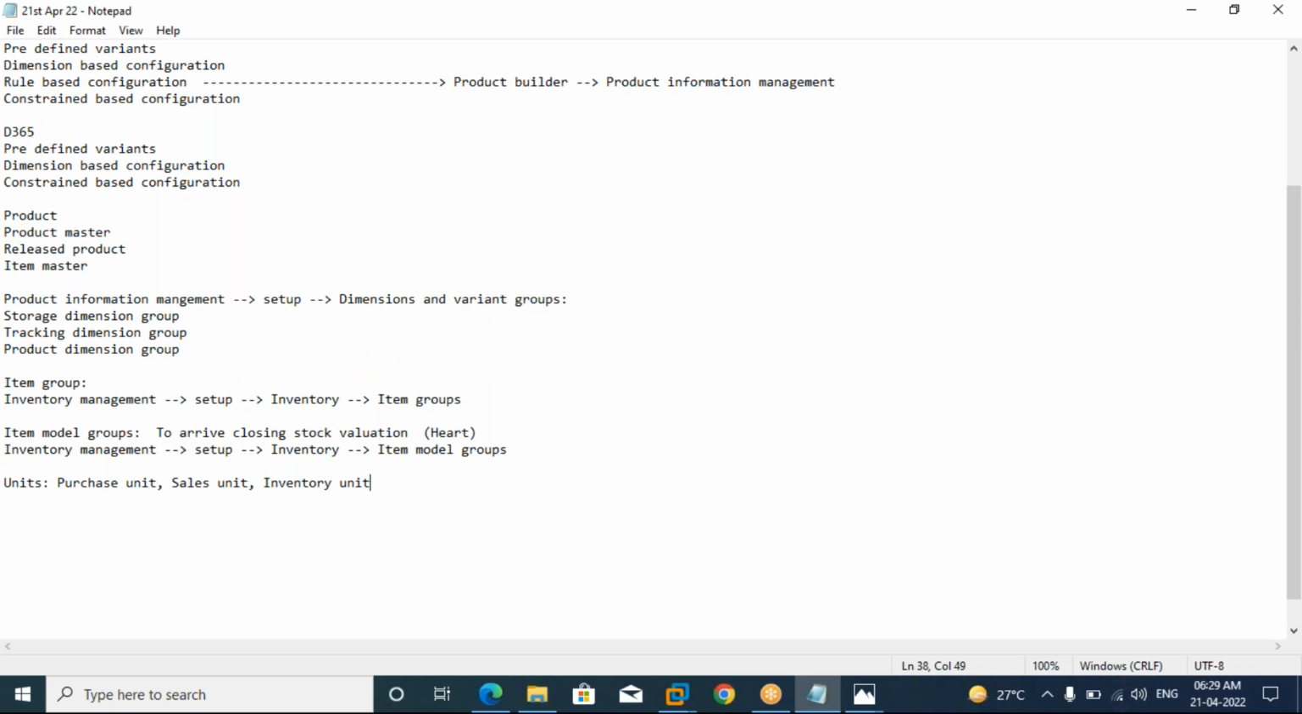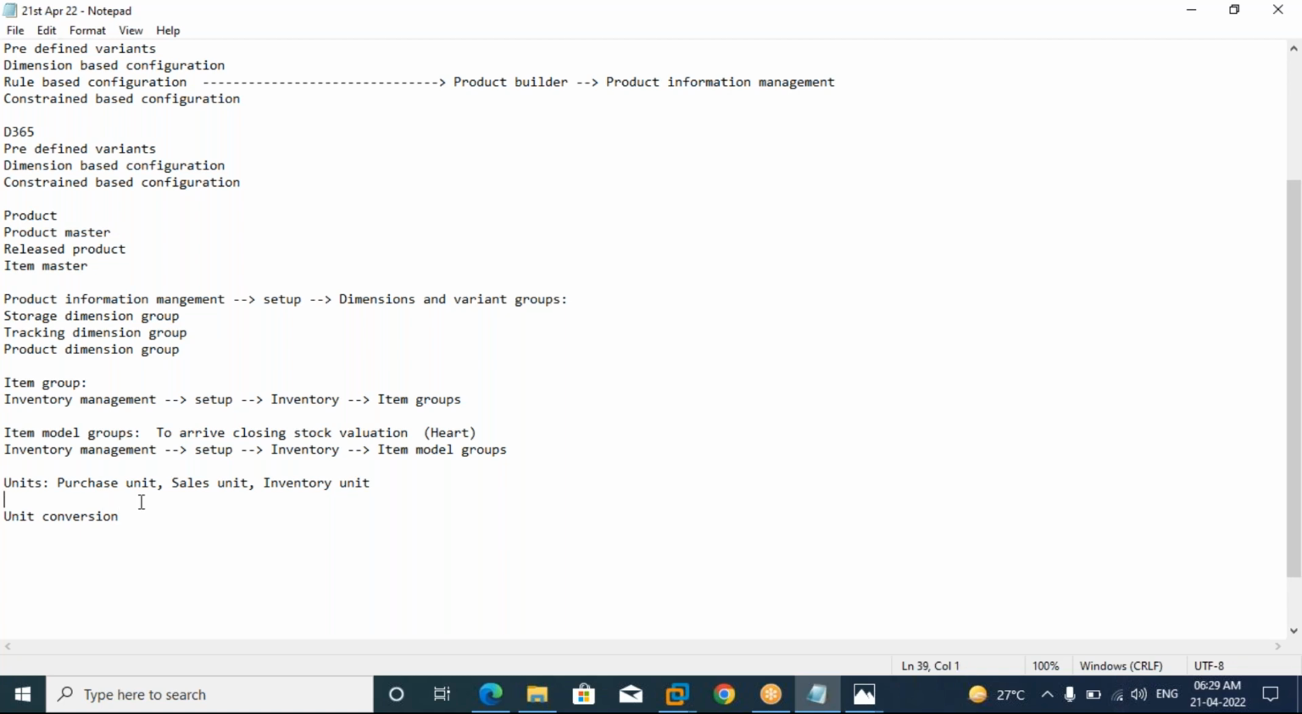Suppose I am purchasing oil in metric tons. Then the purchase unit is metric tons or kgs. And I am making one liter packets and selling 1 liter, 1 liter, 1 liter. So the purchase unit is kgs, and the sales unit is liters. So we need to enter unit conversion as well in the system.